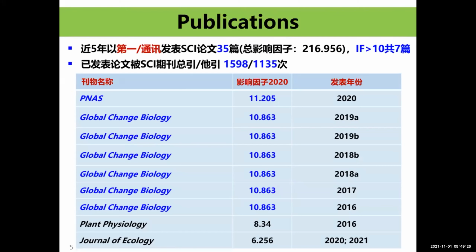Since I moved back to China, in the past 5 years, I've published over 50 publications in international journals, of which 35 as first or corresponding author. We publish papers in PNAS, Global Change Biology, and so on, all those well-known journals.